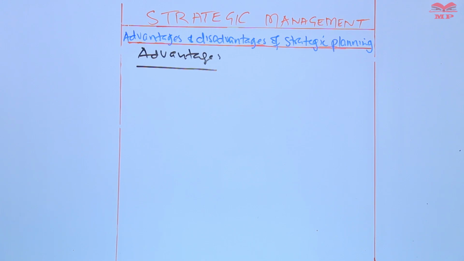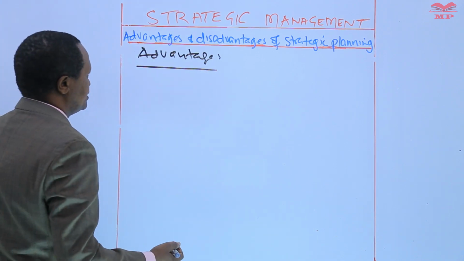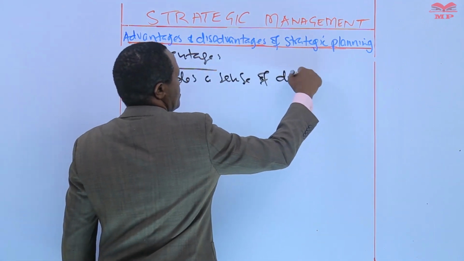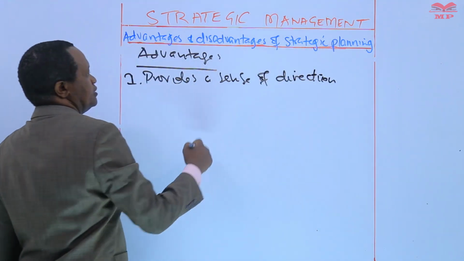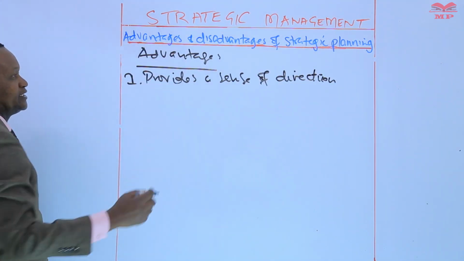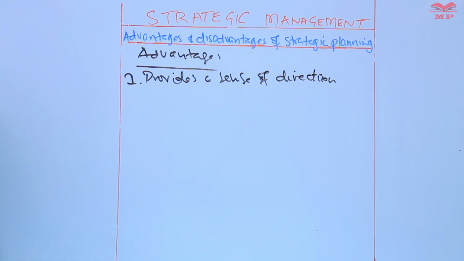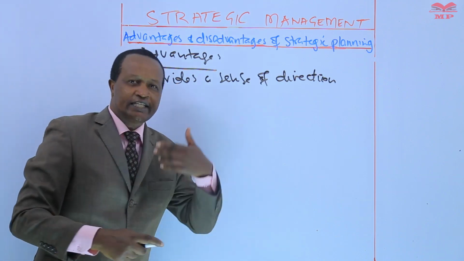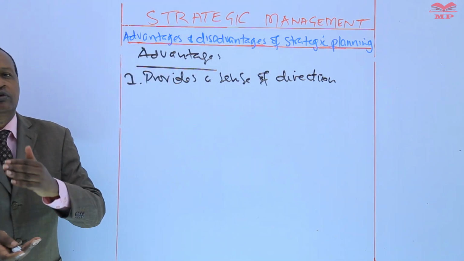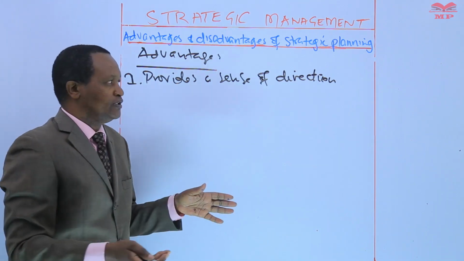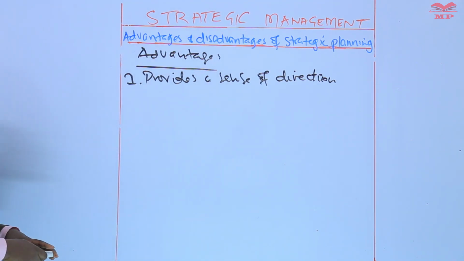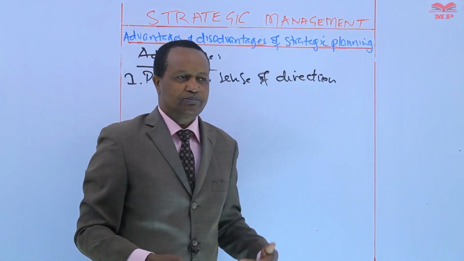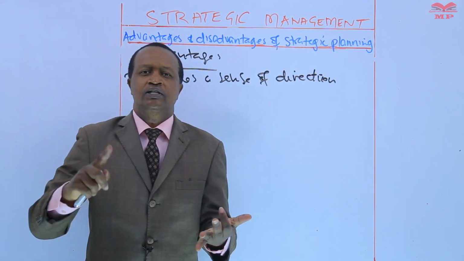The first advantage is that strategic planning provides a sense of direction. It helps organizations clarify their vision, mission, and goals, providing a clear sense of direction for everyone involved in the company. It provides a sense of direction because, remember, it is a process of first of all identifying the vision and the goals.